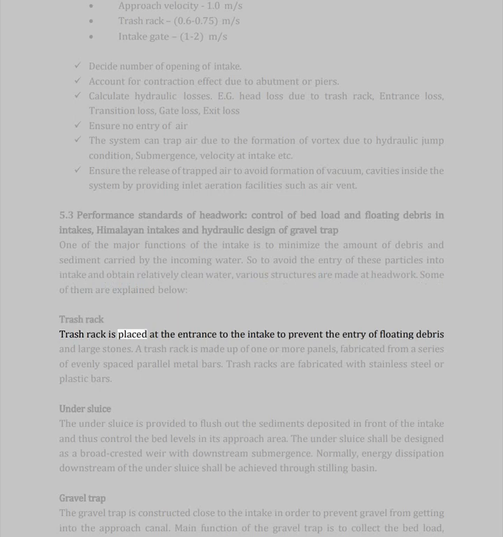Trash rack is placed at the entrance to the intake to prevent the entry of floating debris and large stones. A trash rack is made up of one or more panels, fabricated from a series of evenly spaced parallel metal bars. Trash racks are fabricated with stainless steel or plastic bars.